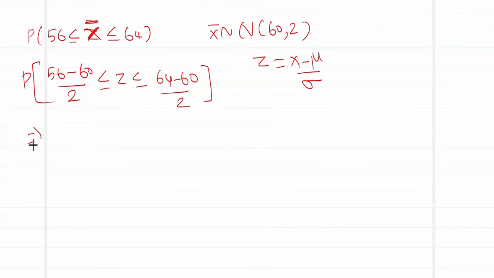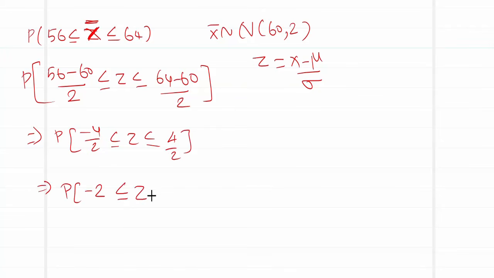So now simplify using your calculator. The first data will be 56 minus 60. It is minus 4 by 2. Less than z. Less than 64 minus 60. It is 4 by 2. So you have this as probability of minus 2 less than or equal to z less than or equal to 2. So this is the quantity I have to estimate. What distribution does it follow? It follows normal distribution.